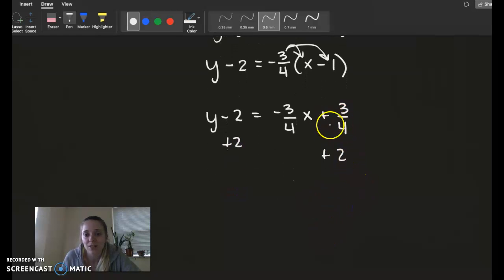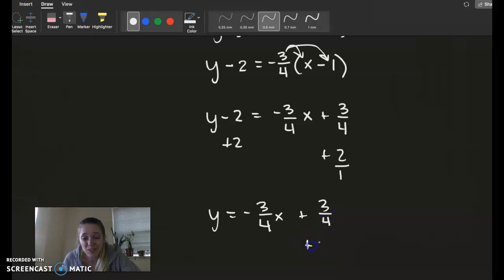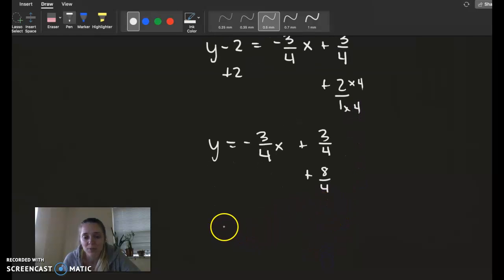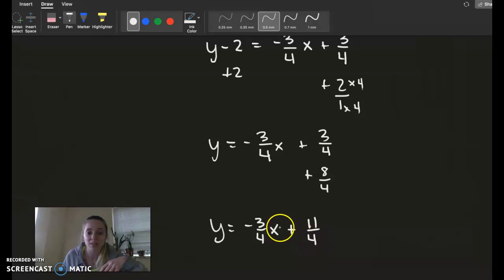But in order to add the 3/4 and the 2, I'd want to rewrite the 2 with a denominator of 4. So I'd be looking at y equals negative 3/4 x plus 3/4. And then actually plus, if I multiply the top and the bottom of this by 4, I've got plus 8/4. So 3/4 plus 8/4 means I'd end up with y equals negative 3/4 x, because that didn't change, and then plus 11/4. So there, now it's in slope y-intercept form. Now I know the slope is negative 3/4 and the y-intercept is actually 11/4.